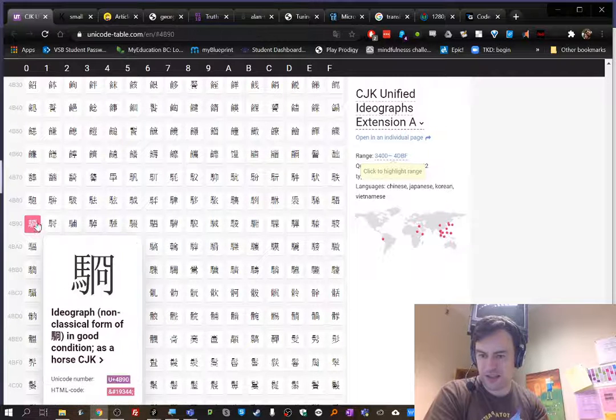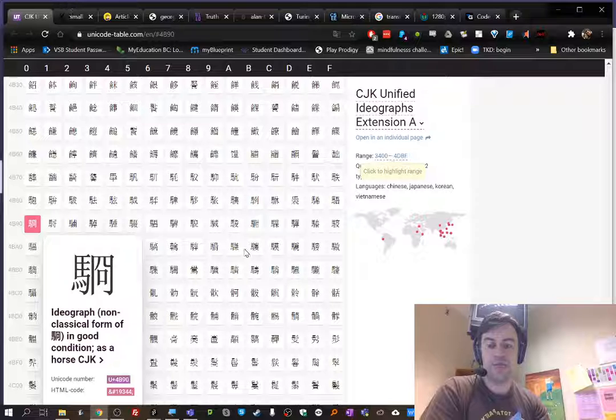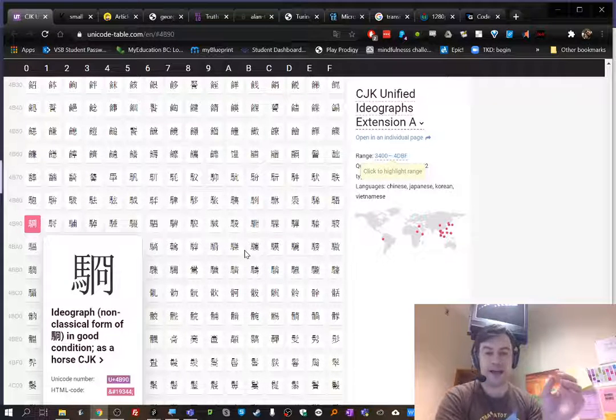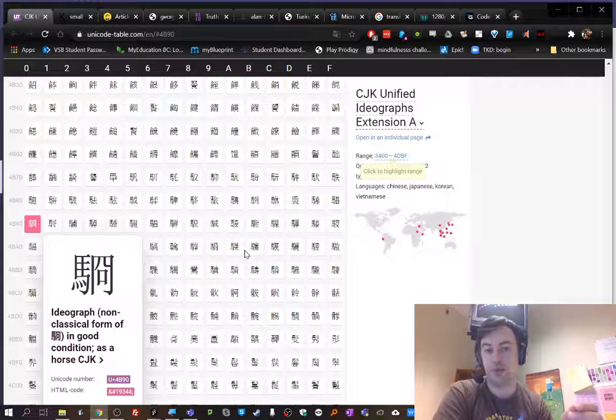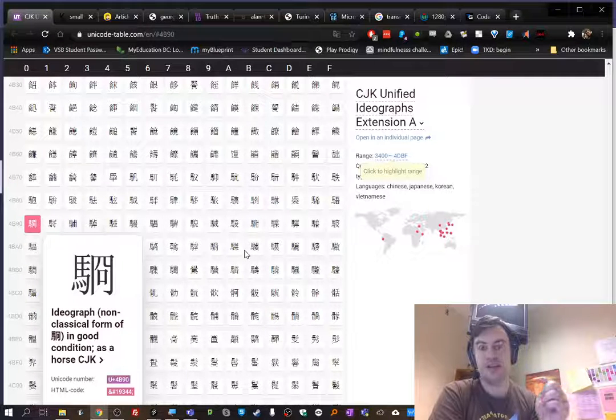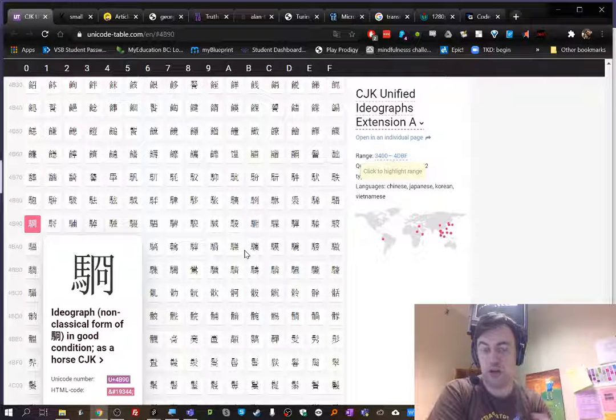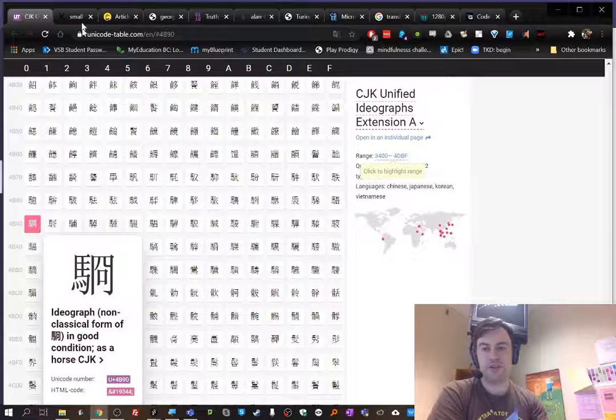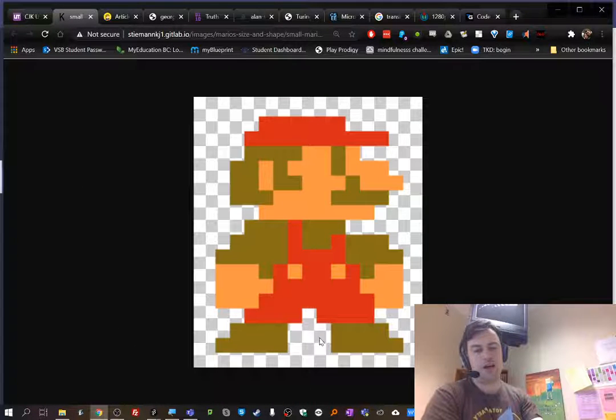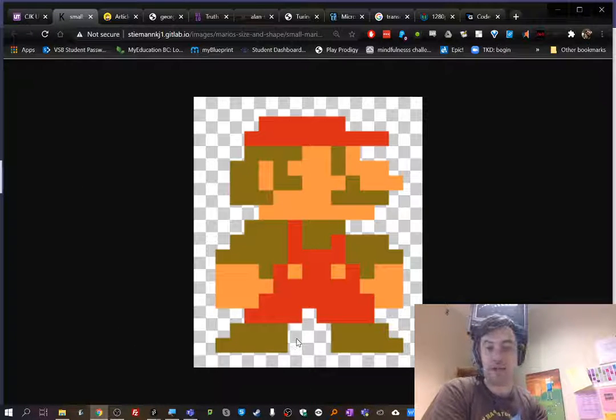So this character here is classical form, in good condition, as a horse. Okay, cool. Its number is 4B901. So that's how text is stored in a computer as a binary number. Its actual value as a number isn't what's important. It's that it indexes one of these symbols in this giant chart, and computers all agree what that symbol is. So that's written language. On to pictures. Images can be represented as binary numbers as well.